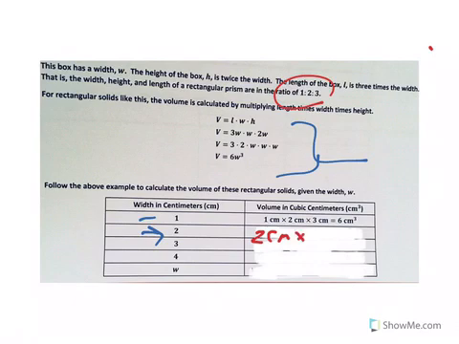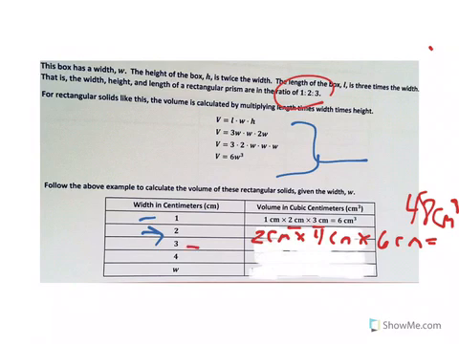So you end up with 2 centimeters times 4 centimeters, because we had 2 before. Before they had 3, so we're going to do 3 times 2, so 6 centimeters. 2 times 4 times 6 centimeters. 2 times 4 is 8. 8 times 6 is 48 centimeters cubed.